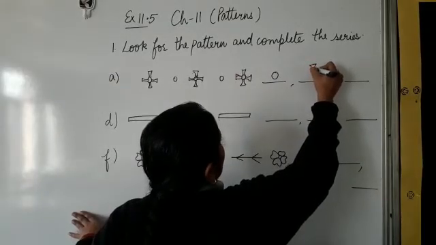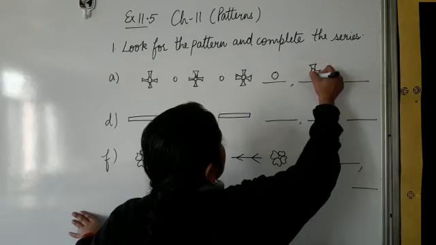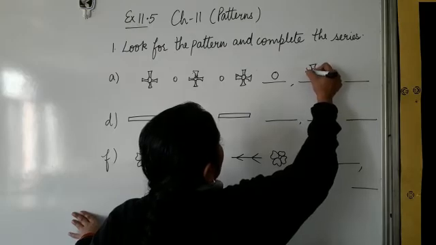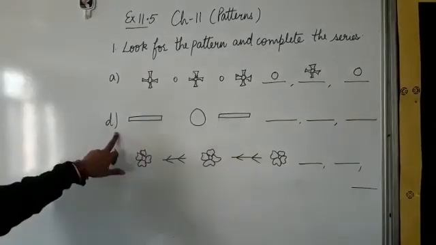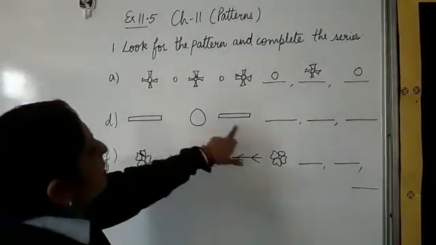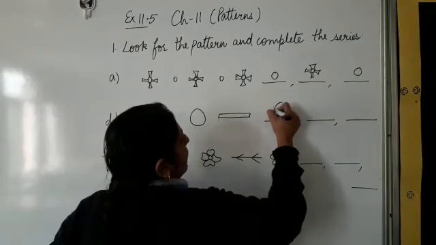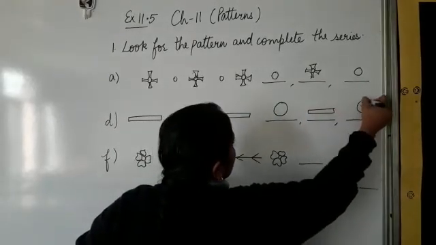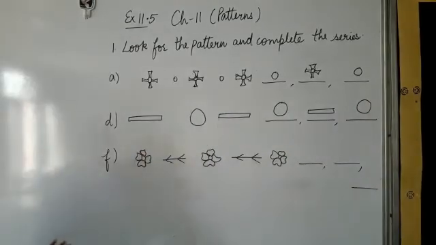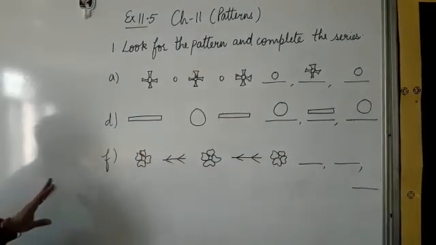This way you will do the blank. Here again a circle. Next D part is rectangle, circle, rectangle. Again it will be a circle, then a rectangle, then a circle. This all has to be done in the book. Same way you will complete in your book.